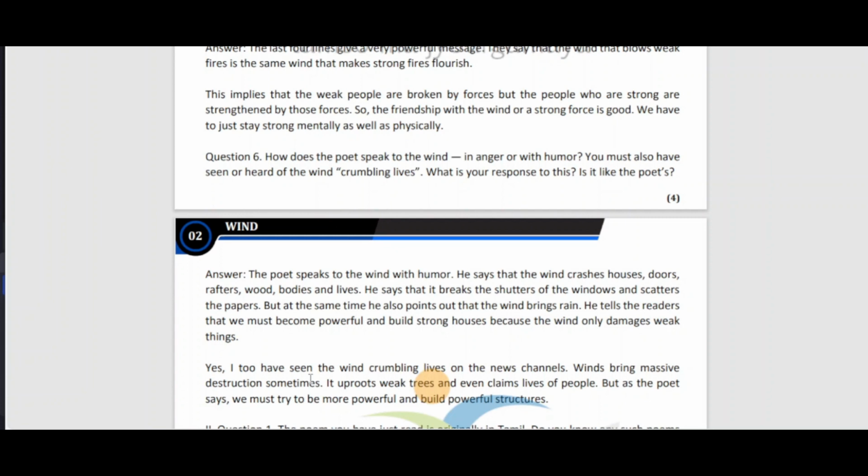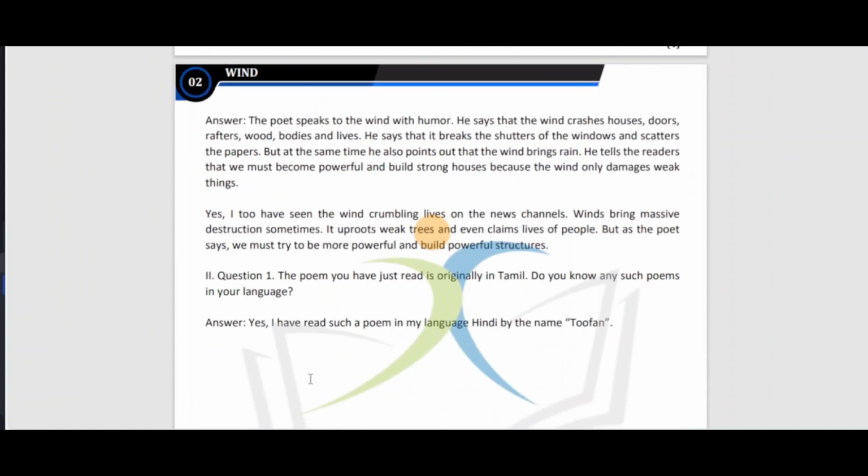And yes, I too have seen the wind wreaking havoc on the news channel. We have seen many times on news channels that the wind brings massive destruction sometimes. There is a lot of mess and devastation. It uproots weak trees, and even claims the lives of people. But as the poet says, we must try to be more powerful and build powerful structures. We have to make ourselves powerful and also make our structures powerful.